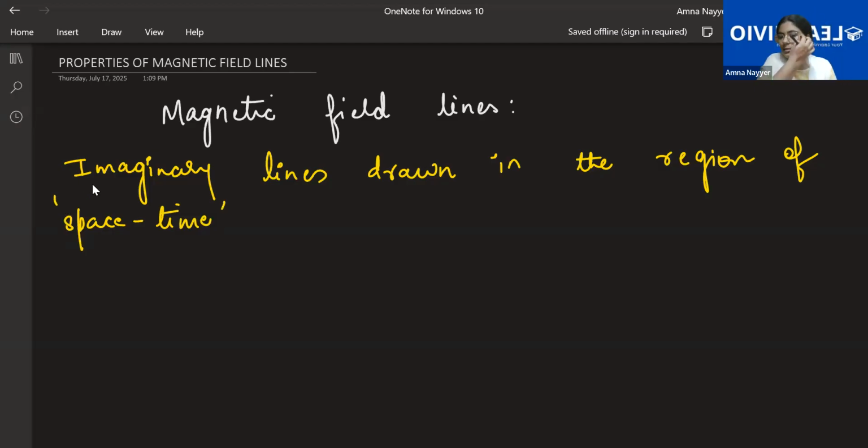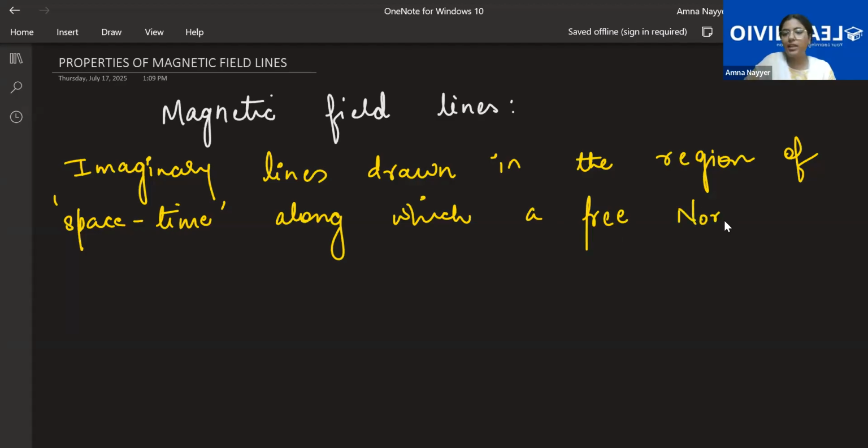Now, what does this space mean? This means around the magnet, basically in the region of the magnetic field. Along which a free north pole would move.